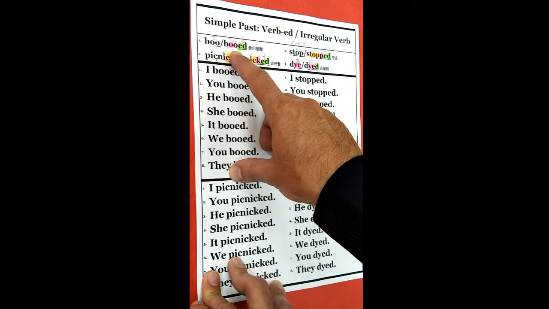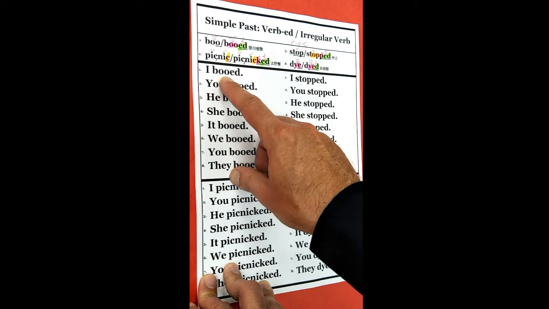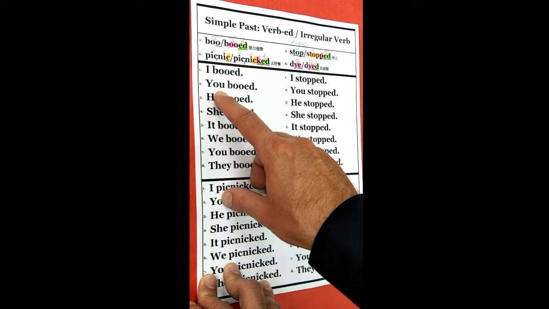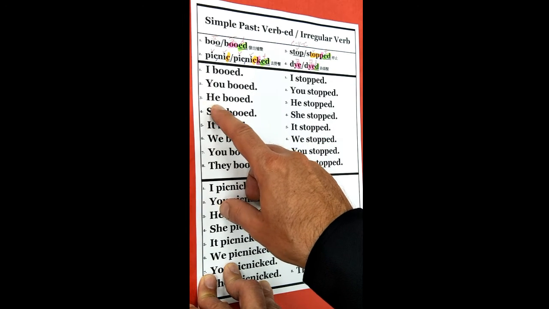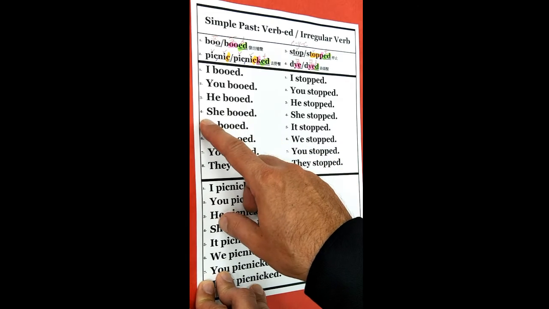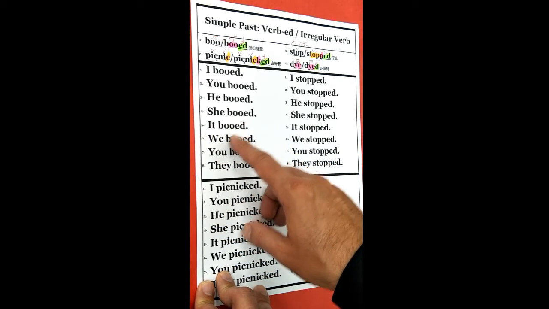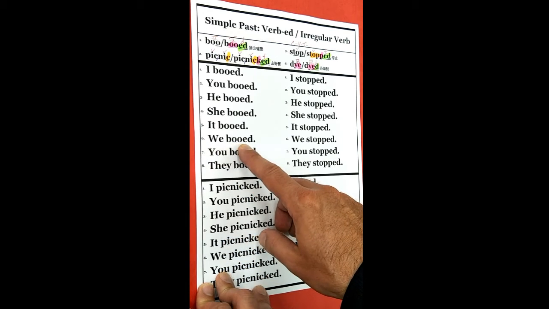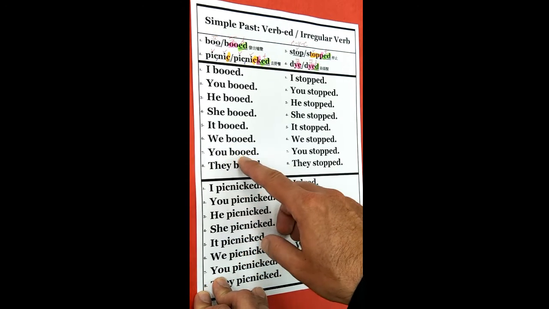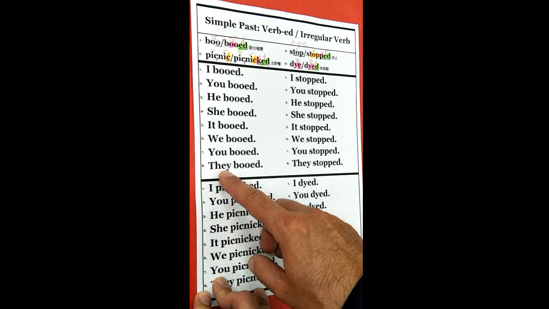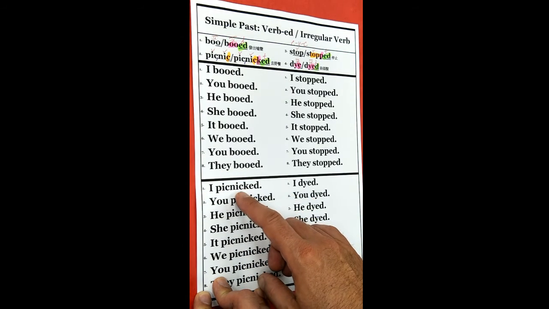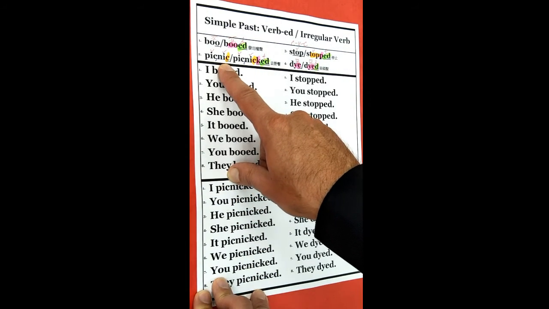Boo, booed. 1. I booed. 2. You booed. 3. He booed. 4. She booed. 5. It booed. 6. We booed. 7. You booed. 8. They booed. All right, number 2.